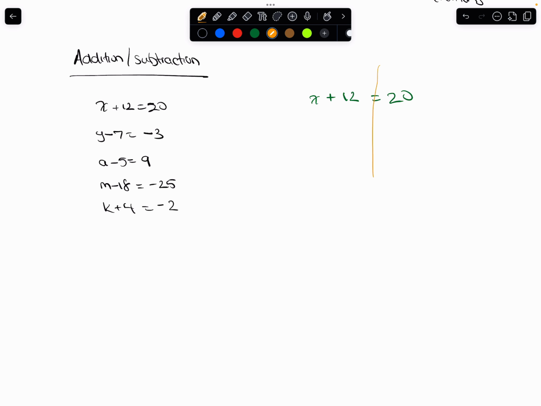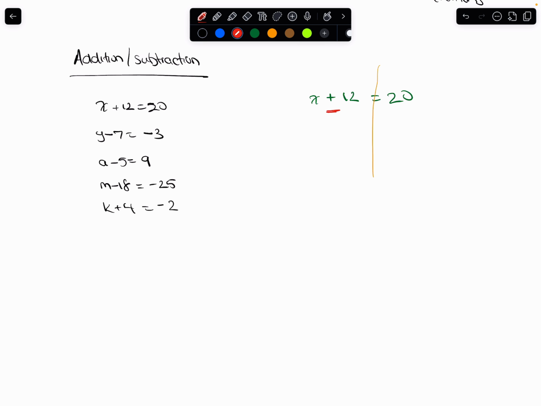I have to shift the 12 to the other side to get the x to be lonely and all by itself. The only way I can do that is if I do the opposite sign, the opposite of what it's doing. It sounds confusing, but I'll explain it. In order for me to get the x by itself, I have to do the opposite of what is happening in this equation. In this case, the x is being added to 12, so the opposite of an addition would be a subtraction.